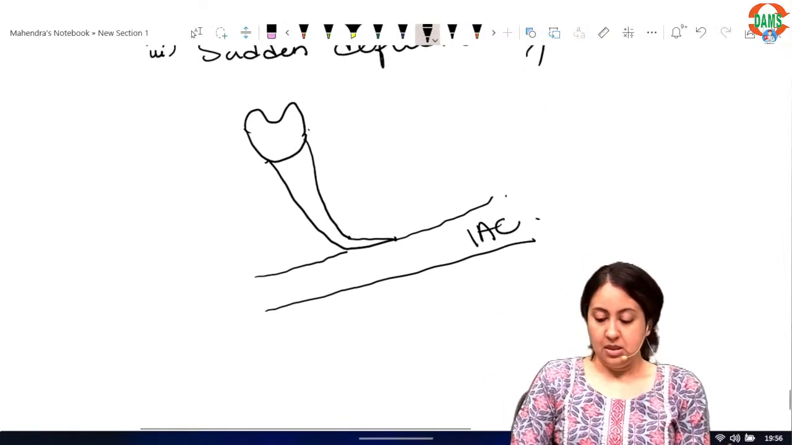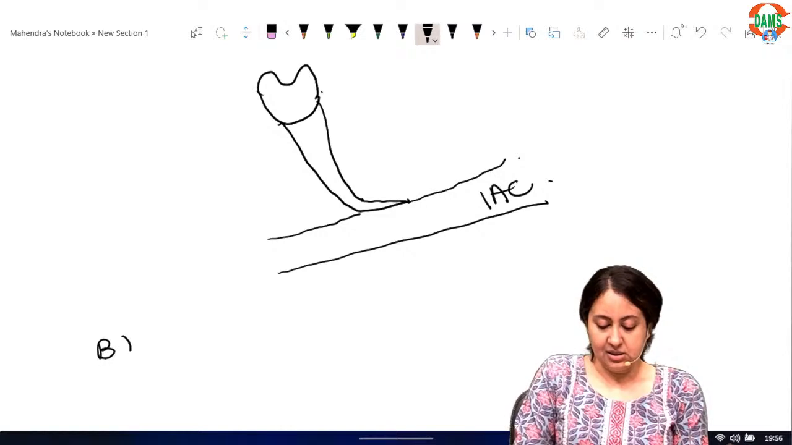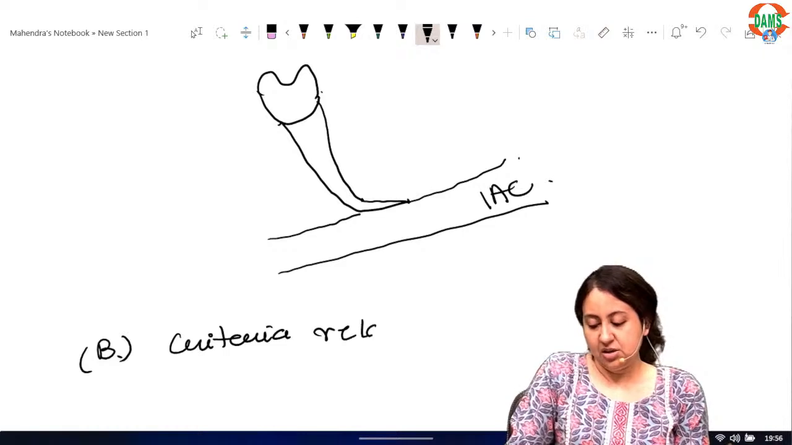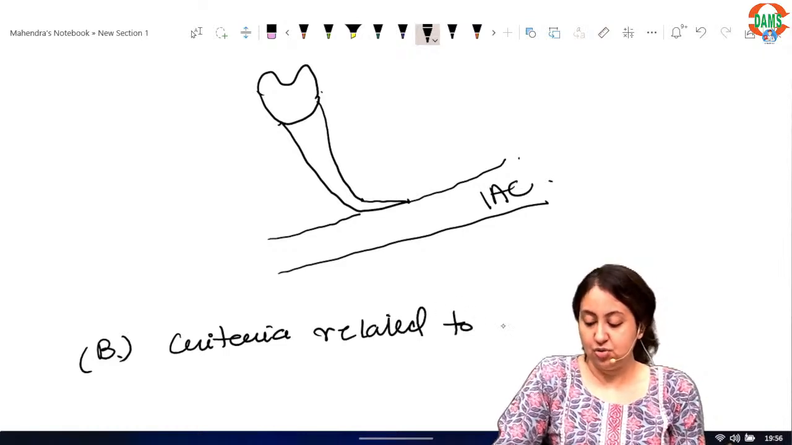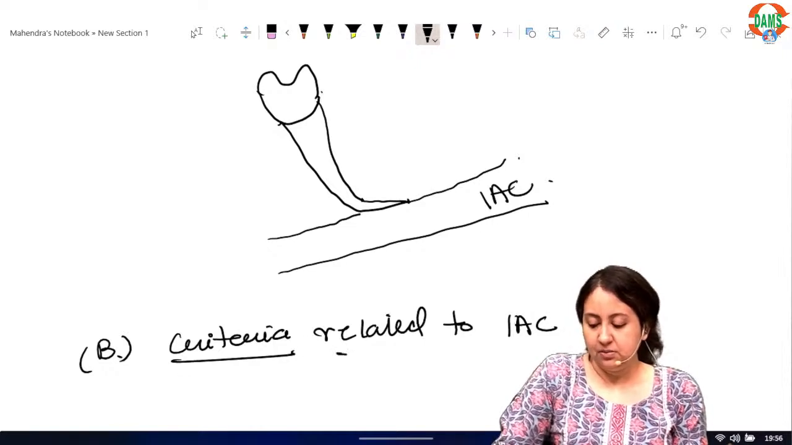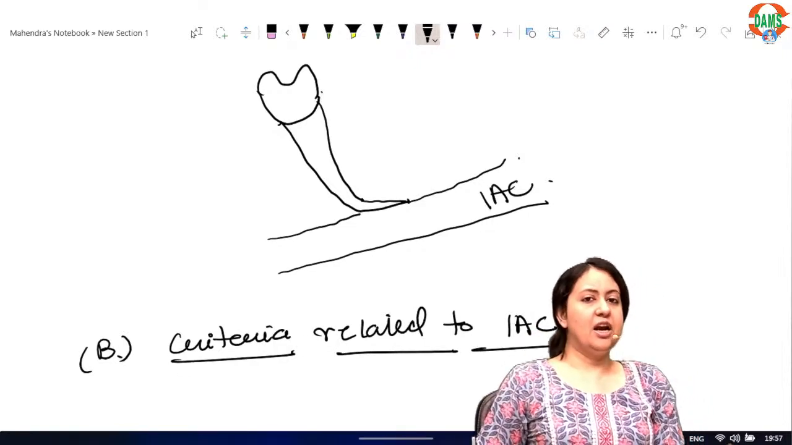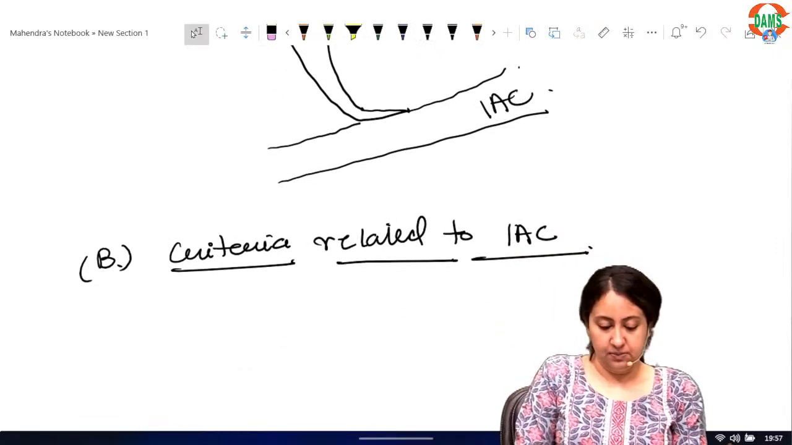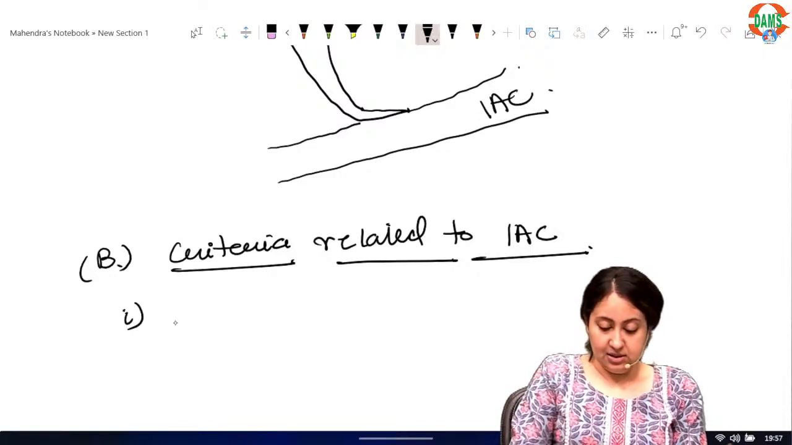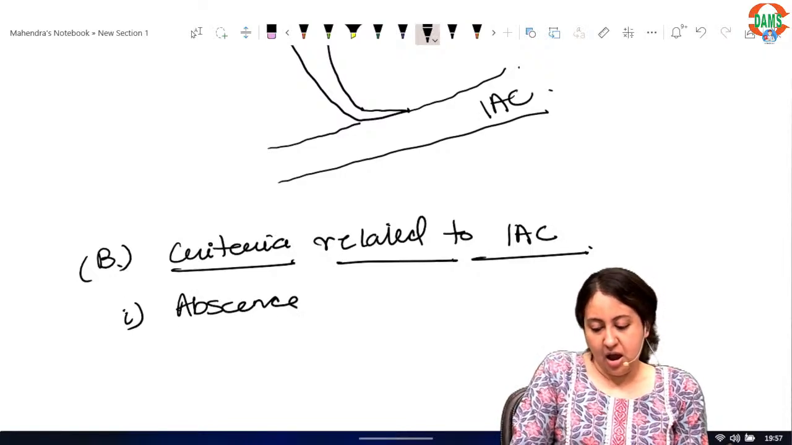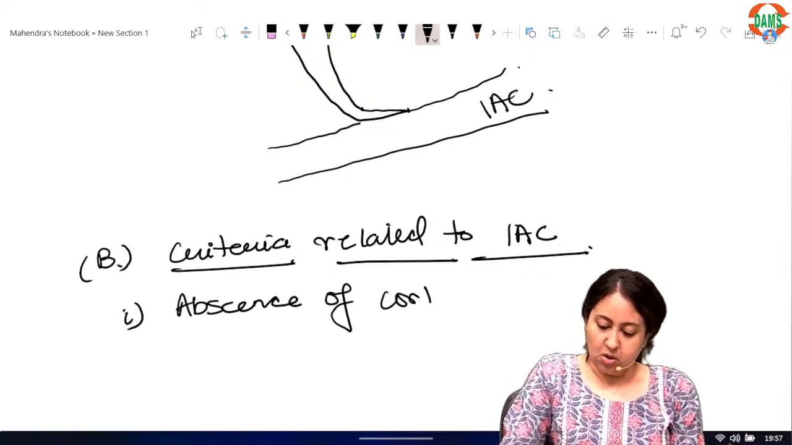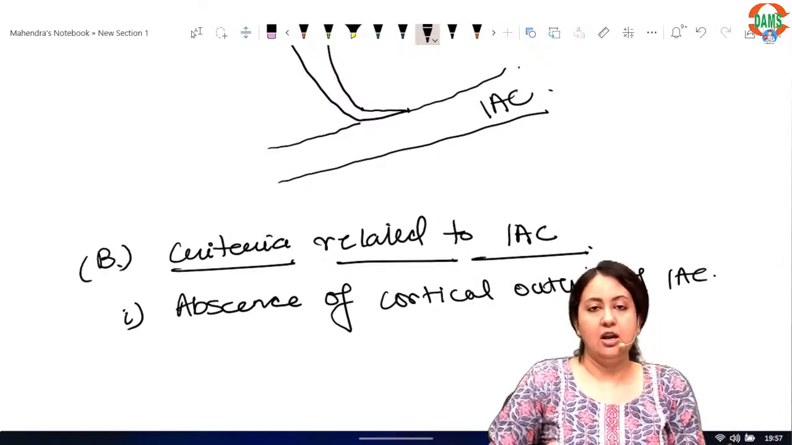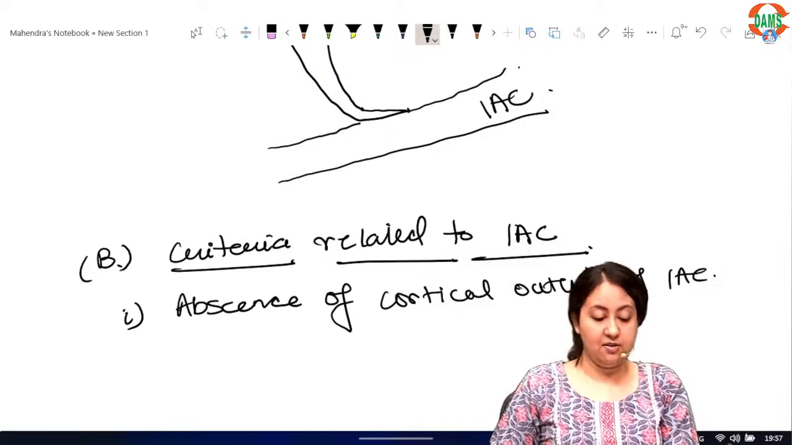Okay, now the next thing is criteria related to inferior alveolar canal. All the criteria we have seen so far were criteria related to tooth. Now we will see criteria related to inferior alveolar canal. Now the first criteria is absence of cortical outline of inferior alveolar canal.